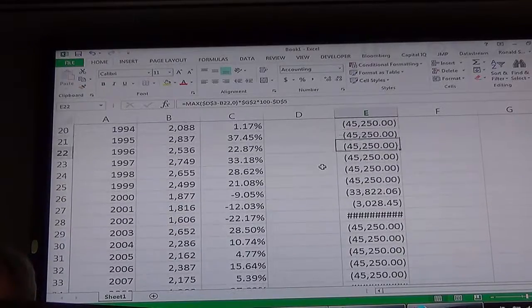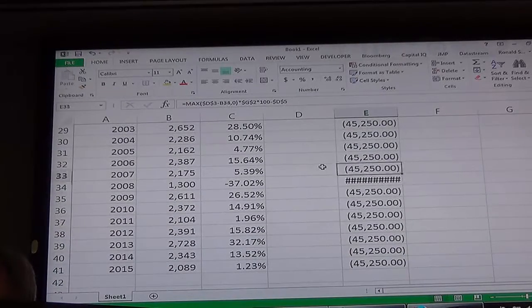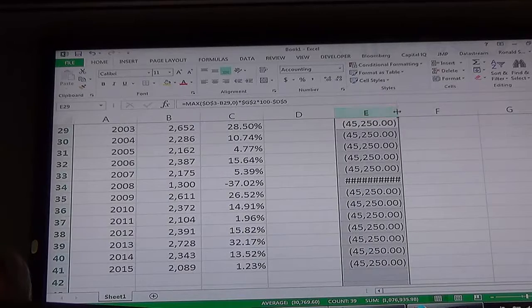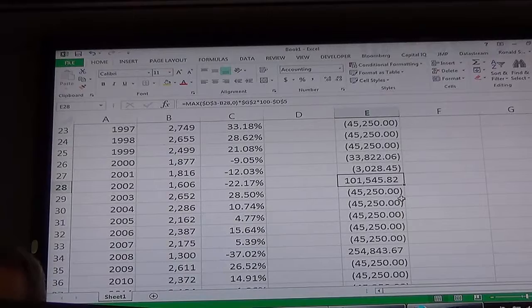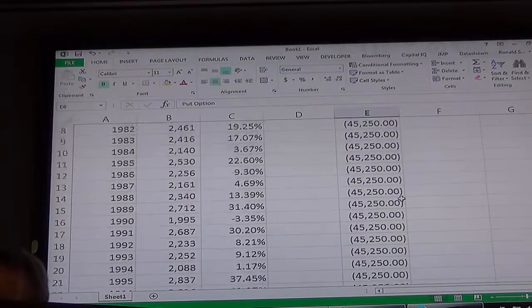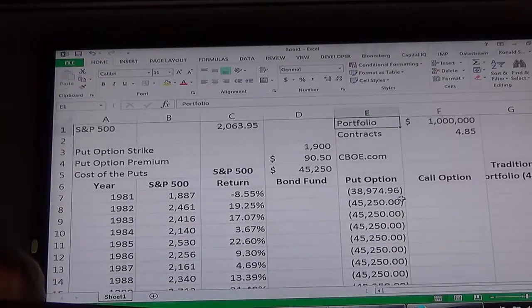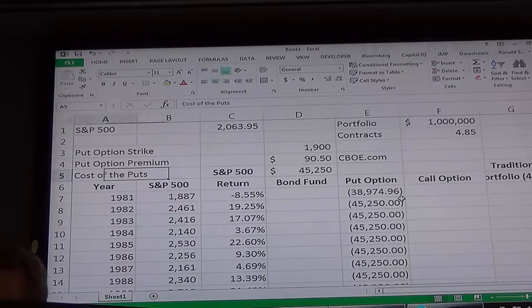Let's look at 2008. That looks pretty good, doesn't it? In 2008, the options would have made me $254,000. Now you're almost pretty happy. Your parents are pretty happy, right? In 2000, it would have made you $101,000. Most of the time, it loses you money. All right, what's the next thing we need to do?